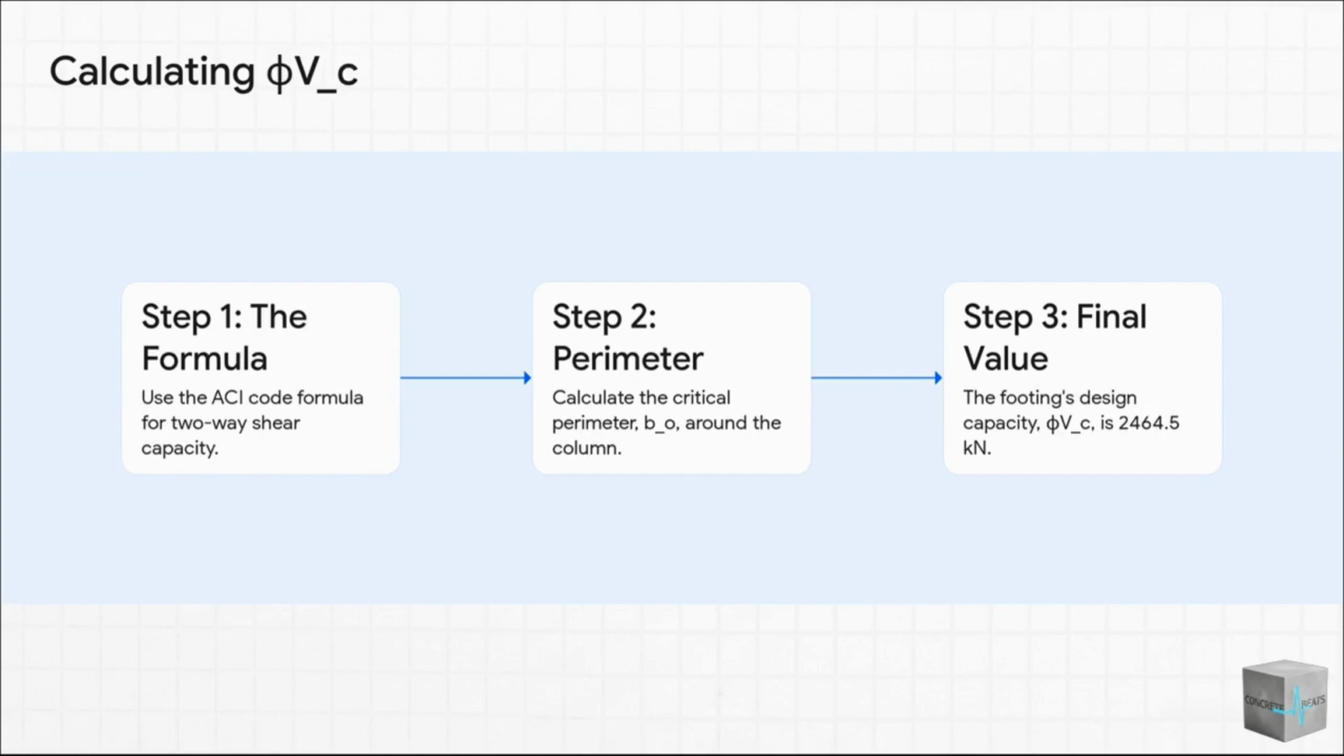Now, let's figure out the footing's inherent strength, or its capacity, which we call φVc. The building code gives us a formula for this. It depends on the concrete strength, f'c, the critical perimeter around the column, bo, and that effective depth, d. For this design, our critical perimeter is 3,720 millimeters. We also apply that strength reduction factor, phi, which is 0.75 for shear. It's just another layer of safety. When we plug in all our numbers, we get a design capacity of 2464.5 kilonewtons.